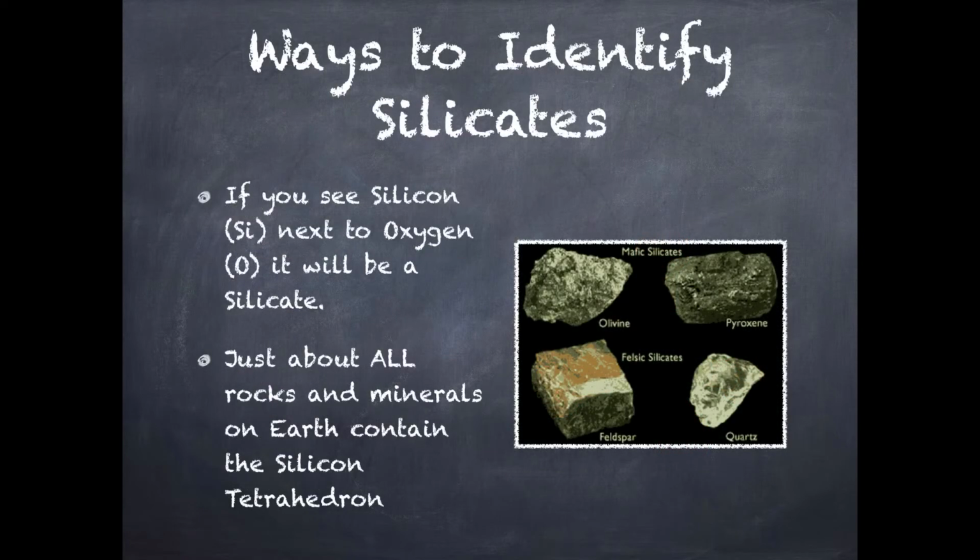Okay, ways to identify silicates. If you see silicon, Si, next to oxygen, O, it will be a silicate. Just about all rocks and minerals on Earth contain the silicon tetrahedron. So, for this, the better you know Si and O, the better you'll be able to identify this when you are posed with a question asking you to identify a mineral.